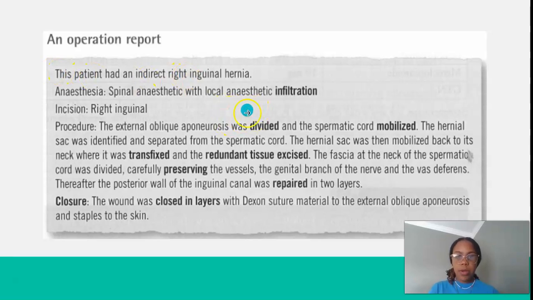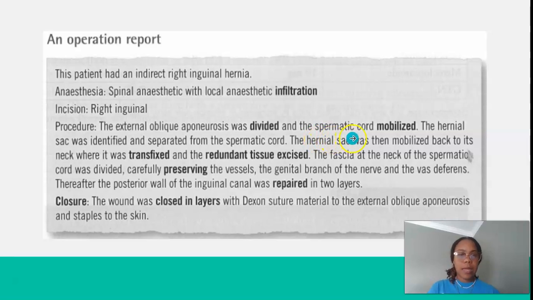We have that word in black for emphasis. And the spermatic cord mobilized. The hernial sac was identified and separated from the spermatic cord. The hernial sac was then mobilized back to its neck, where it was transfixed, and the redundant sac excised.